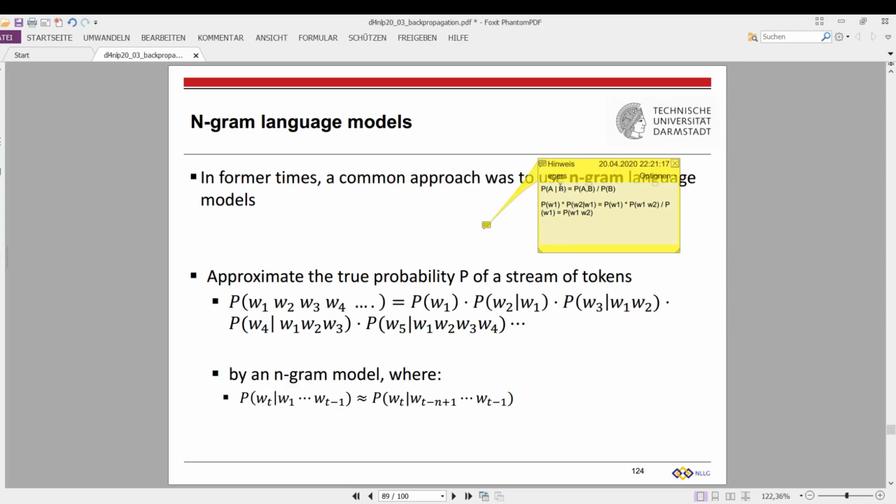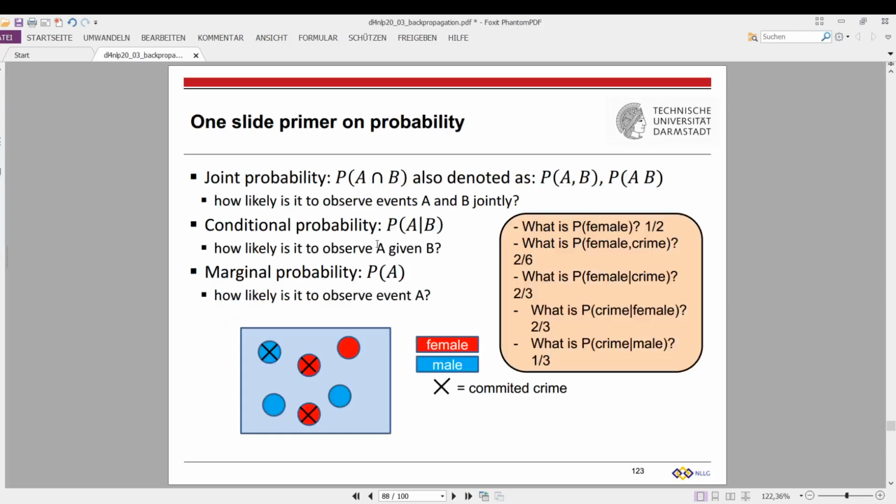And why does that hold? That holds because of the definition of the conditional probability given here. It is a joint probability divided by a marginal probability. Let us verify this by way of example. If we look at our previous example of what's the probability that somebody commits a crime given that he's male in our little world, then we check all the males here. These are 3 guys. One of them has committed a crime, so the probability is 1/3.